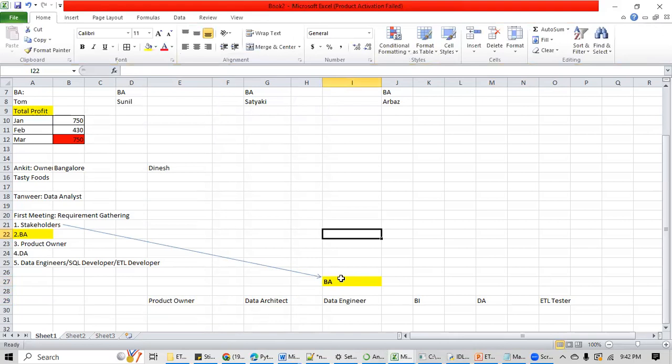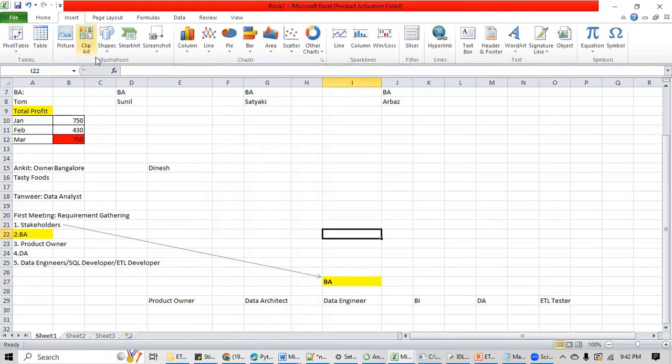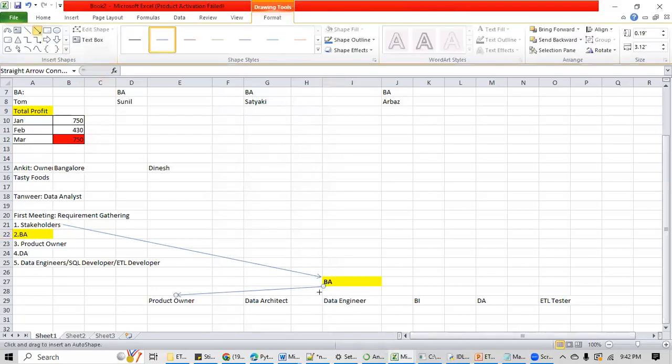BA has documented all those things, and then he will circulate that. Maybe in an email he will send this, or maybe he will keep it in a path from where you all can access it. So he will share this with them. Okay. Hope it is clear.